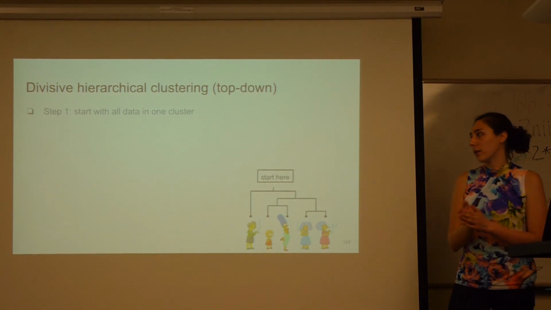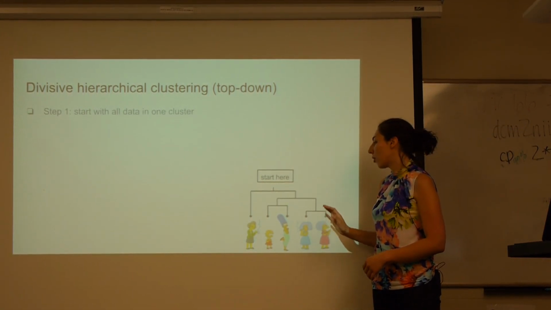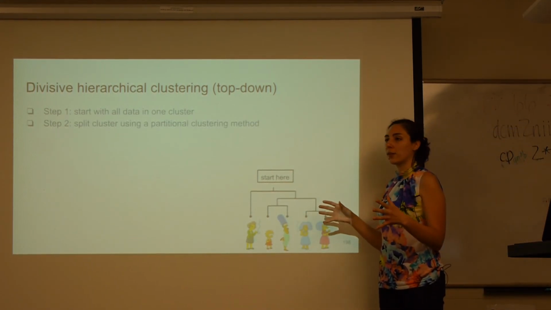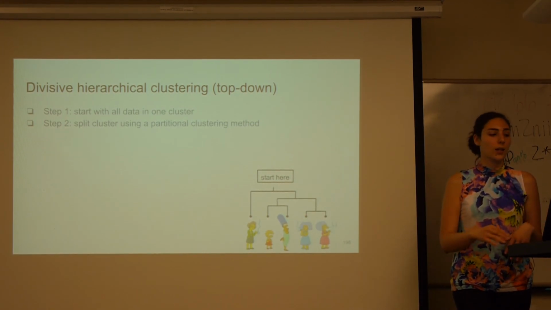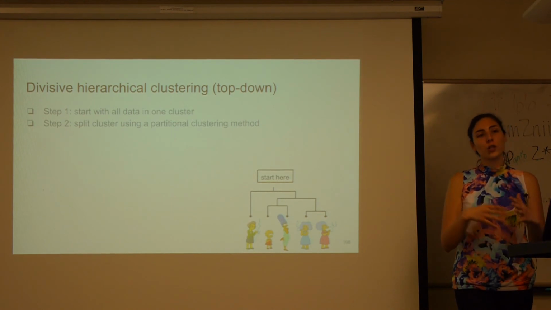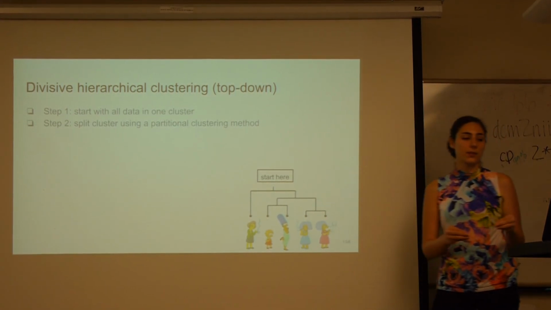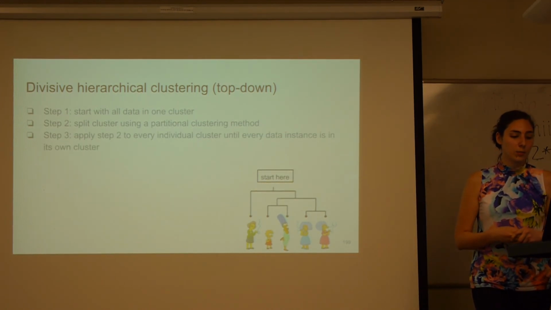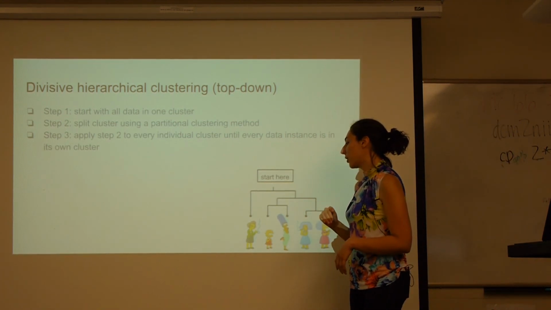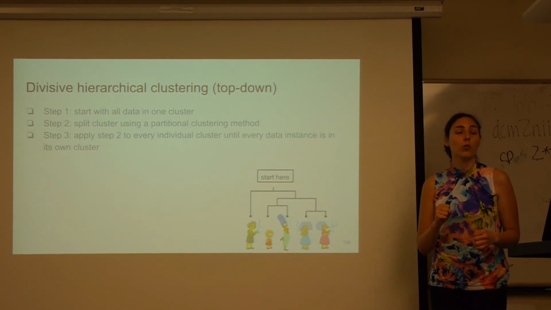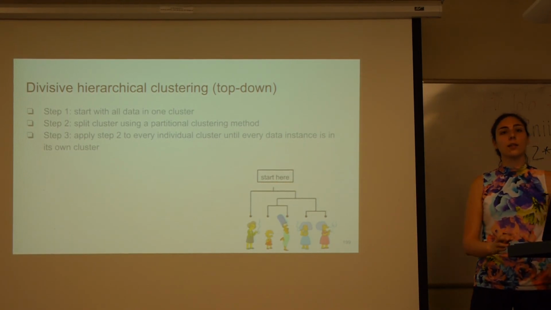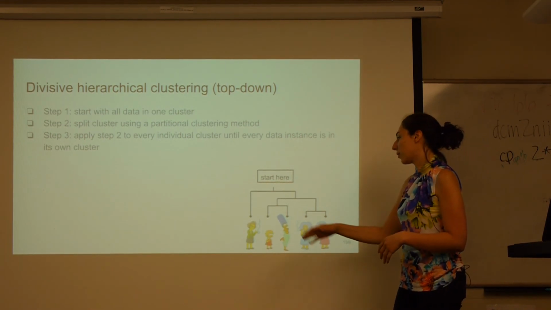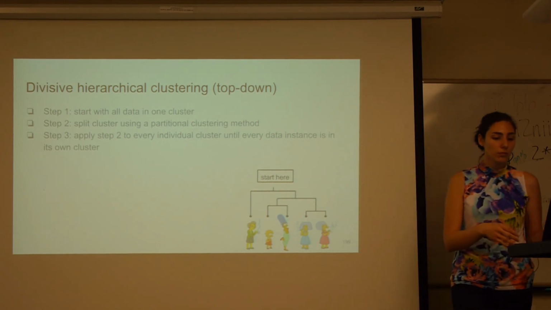For the divisive one, the first step is we start with all the data in the same cluster. And we basically try to divide this big cluster into smaller clusters until we can't go anymore. This division of each cluster into smaller clusters is done through a partitional clustering method, such as k-means. And we apply this second step until every data point is in its own cluster. So you can see how this can be very computationally expensive because we're applying k-means for every cluster in this data.